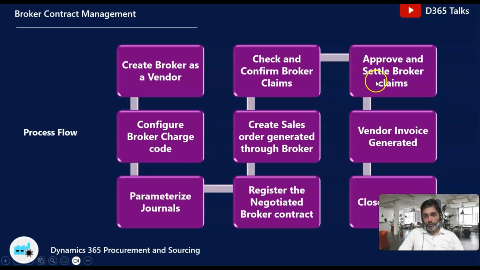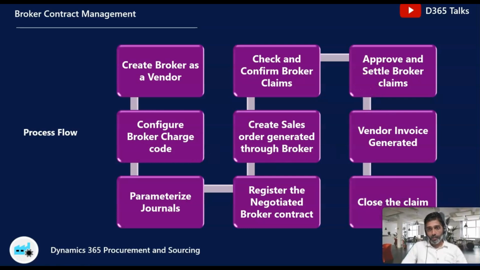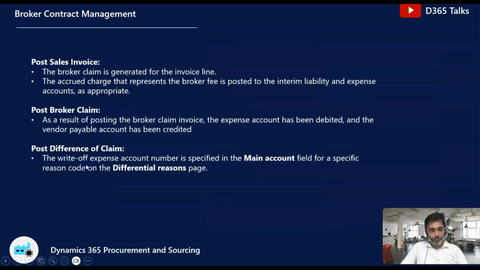So this is what I have mentioned over here in the slide also. We can approve and settle the broker claims, and at the same time the vendor invoice gets generated, and whatever the expense accrued in your charge code, it gets debited from the expense account and credited in your vendor account. And at last you can also close the claim by not writing off from the settlements. So let me go to the next slide. These are the steps which we have seen.